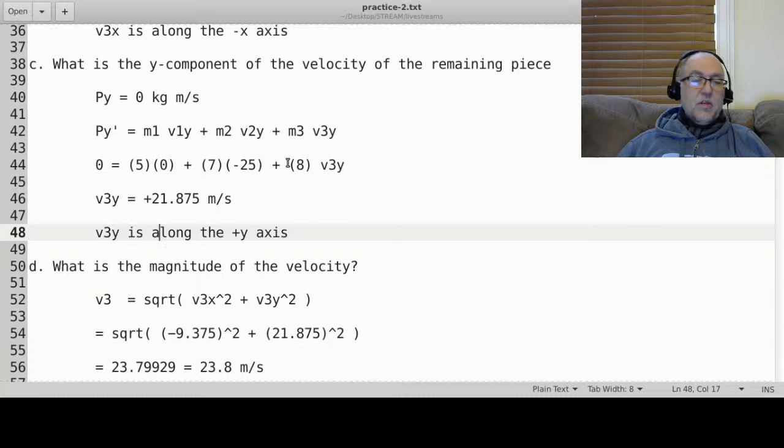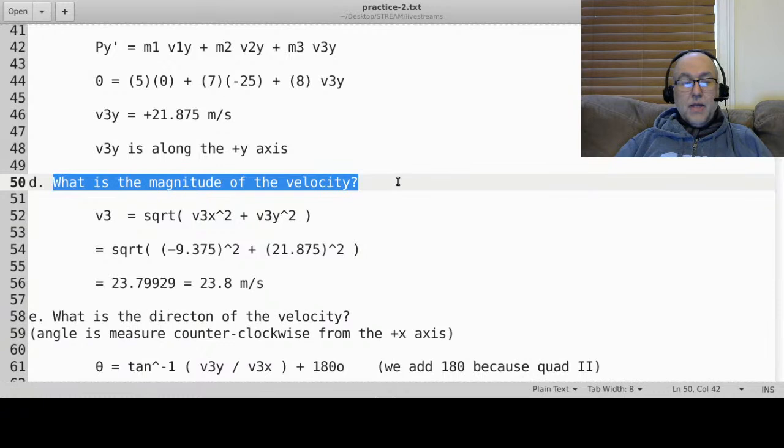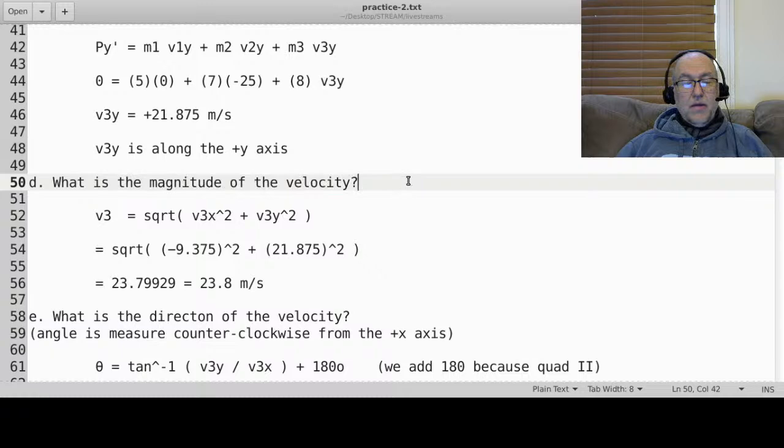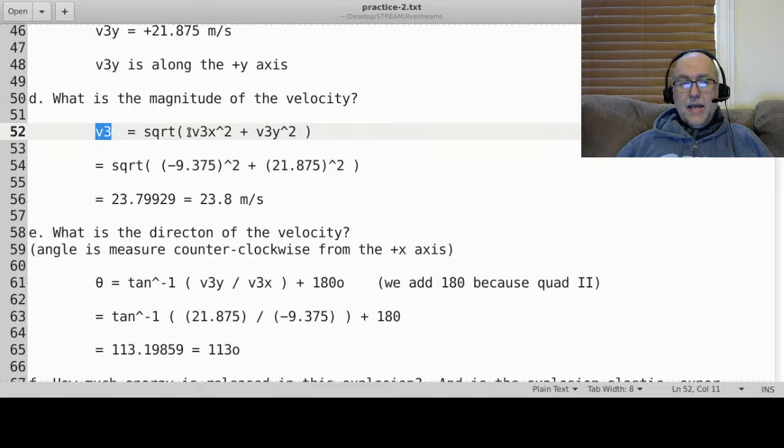Now, the next one is not really conservation of momentum anymore. We made use of that. Now I just want to switch from Cartesian to polar. So what is the magnitude of the velocity of the third piece? To get that, it's just V3. It's not the x component, not V3x and not V3y. You want just the magnitude. In other words, how fast is this thing going, irrespective of the direction?